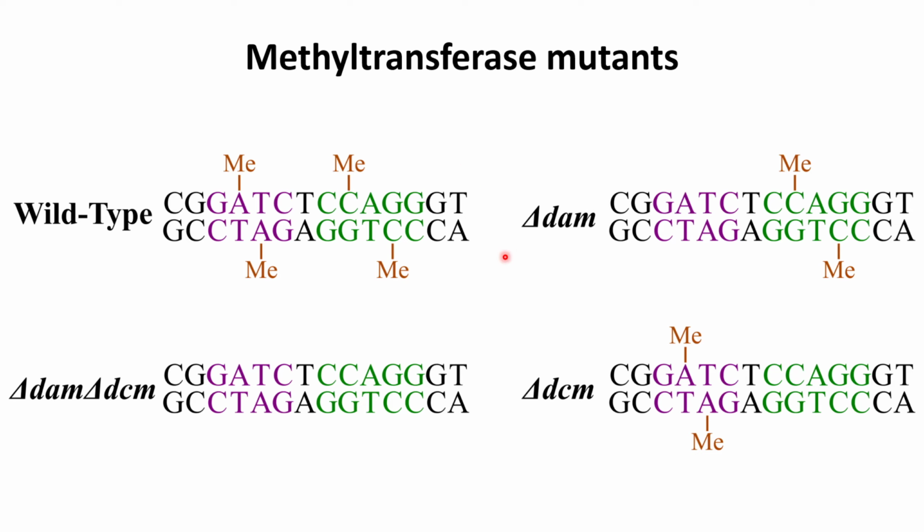The two methyltransferases that do the majority of DNA methylation in E. coli are known as DAM and DCM, which each have their own target motifs. Here we are working with deletion strains of these methyltransferases, and the different methylation states at the target sites for each strain are shown in this figure.